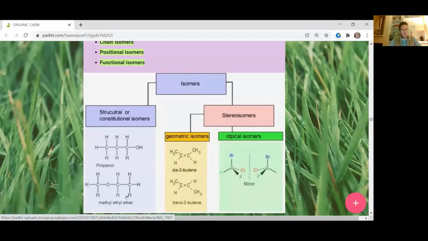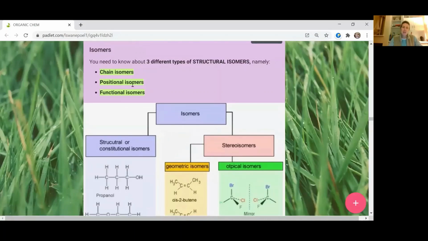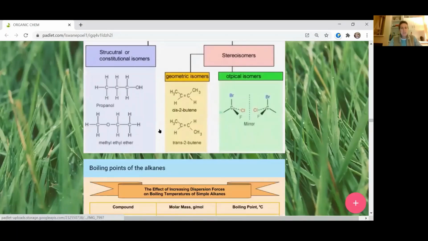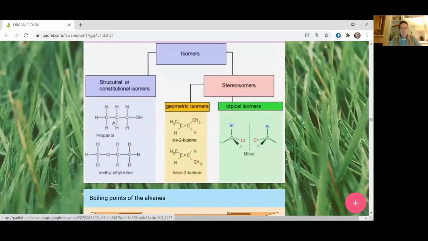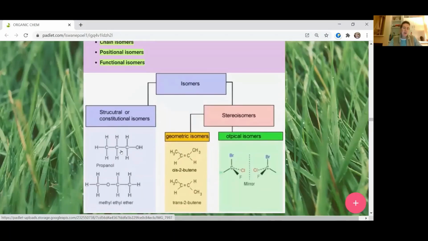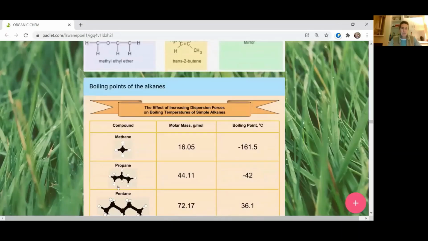We are focusing on the structural or constitutional isomers, and you can get chain, positional and functional isomers. Of course, you need to know what the difference between those are. If you look at propanol versus methyl ethyl ether given to you here, what type of structural isomer would they be of each other? Would it be chain? Would it be positional? Would it be functional? Of course, it would be functional, because you have completely different functional groups in these organic substances.